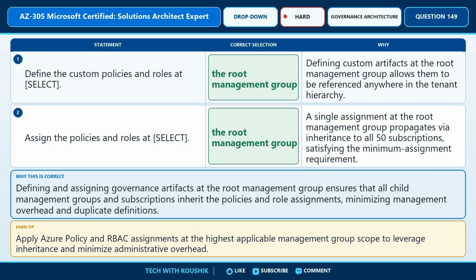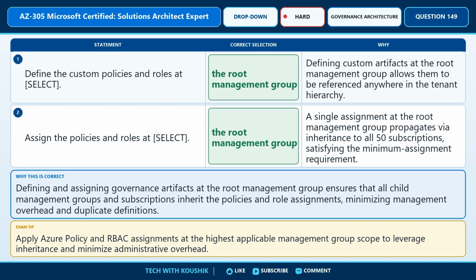Statement 1 should be completed with the root management group. Defining custom artifacts at the root management group allows them to be referenced anywhere in the tenant hierarchy. Statement 2 should be completed with the root management group. A single assignment at the root management group propagates via inheritance to all 50 subscriptions, satisfying the minimum assignment requirement.